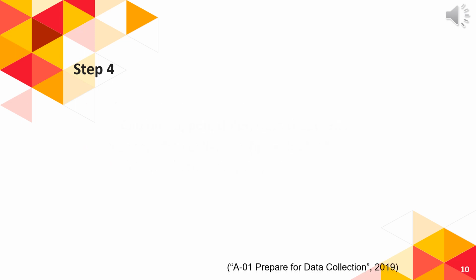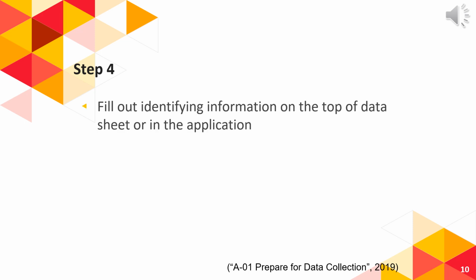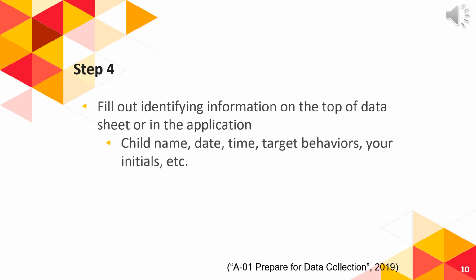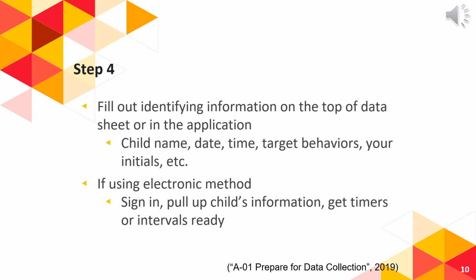Step 4. Now that you've gathered the necessary materials, you should fill out identifying information on the top of your datasheet or in the application. This could include the child's name, the date, time, target behaviors, your initials, etc. Specifically for using electronic methods, you should sign into the application, pull up the correct child's information, and get any timers or intervals ready.